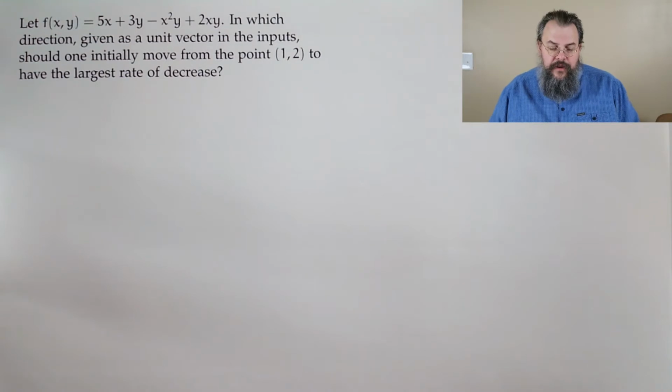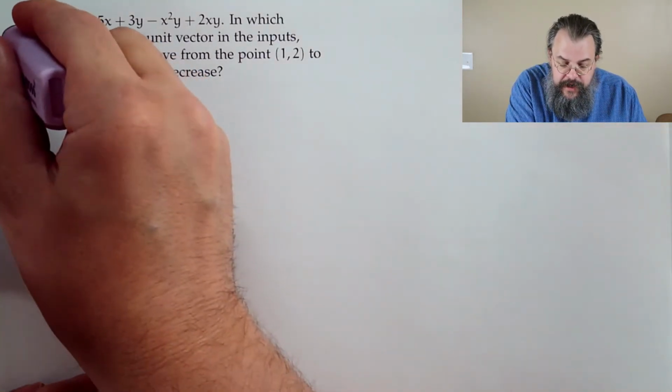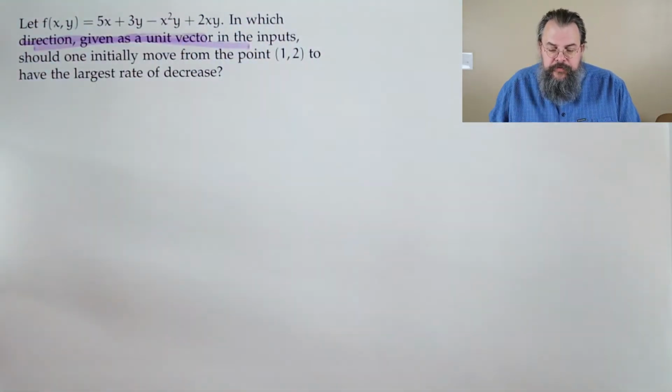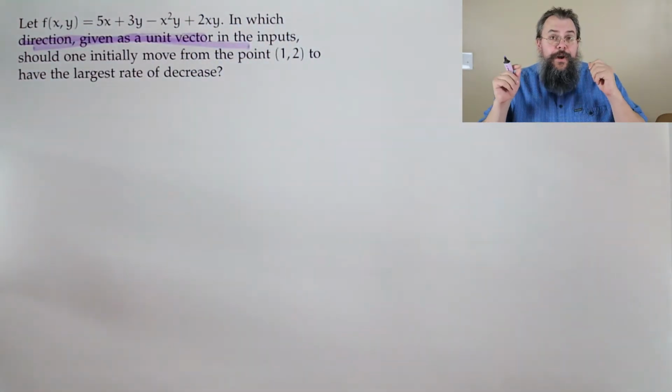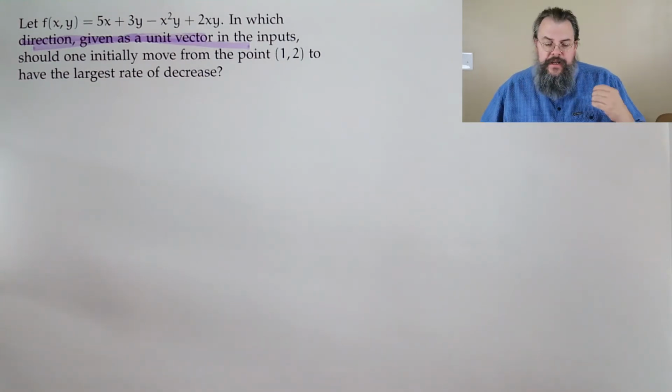Okay, so what are we looking for? We want to make sure we know what our answer is going to look like. We know we're looking for a direction, which is given as a unit vector. So in other words, our answer should be a vector, and that answer corresponds to a direction.